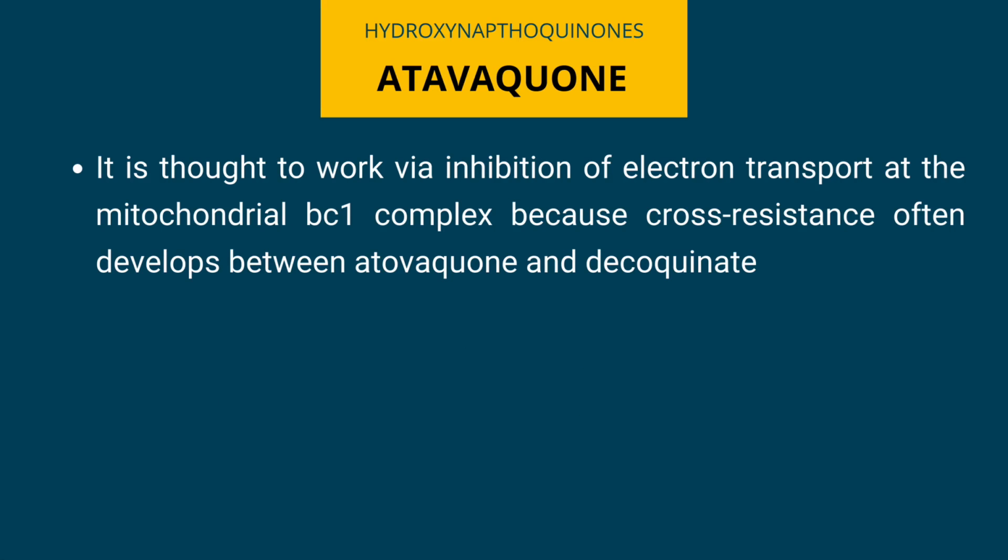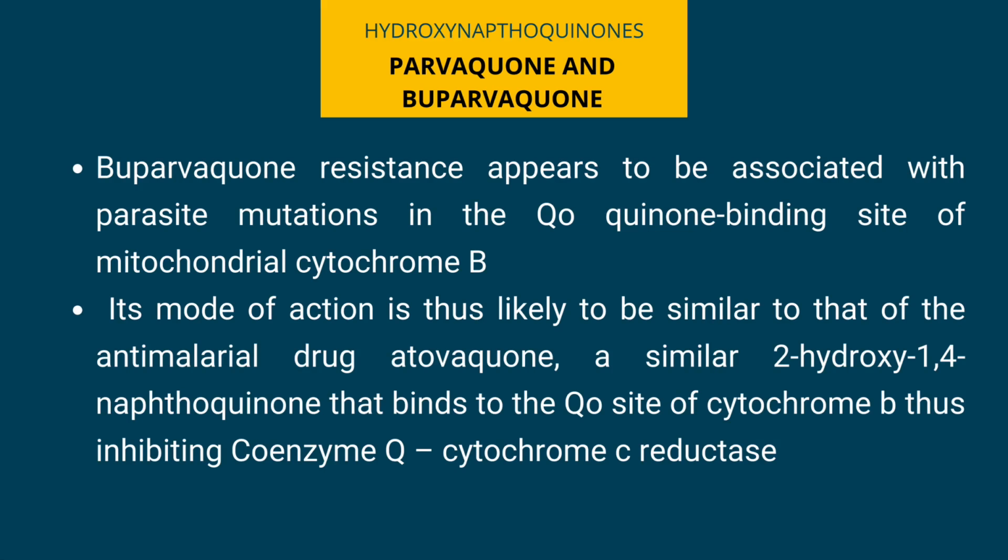ATOVAQUONE. It is thought to work via inhibition of electron transport at the mitochondrial BC1 complex because cross-resistance often develops between ATOVAQUONE and decoquinate. PARVAQUONE and BUPARVAQUONE. BUPARVAQUONE resistance appears to be associated with parasite mutations. Its mode of action is thus likely to be similar to that of the antimalarial drug ATOVAQUONE.